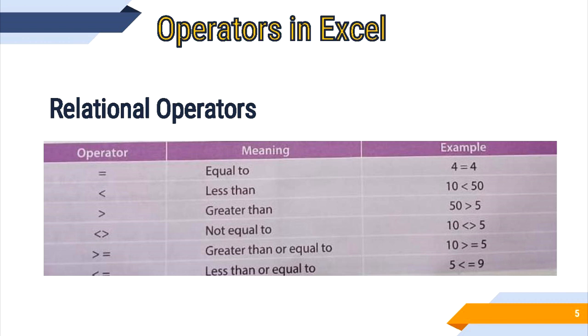So you can see so many relational operators available here. In fact, the first one is equal to. 4 is equal to 4. Is it true? If it is true, it will tell you true. Yes, the condition shows 4 is equal to 4. So the left hand side and the right hand side, both the values are same. So it is true. Less than. 10 is less than 50. Yes, it is less than 50. So the condition holds true. 50 is greater than 5. So it is true. Not equal to. 10 is not equal to 5. So it's false.